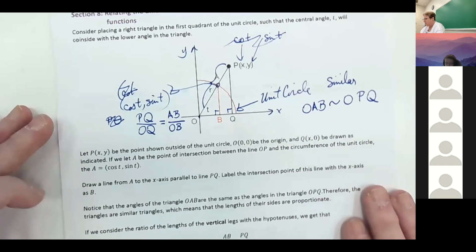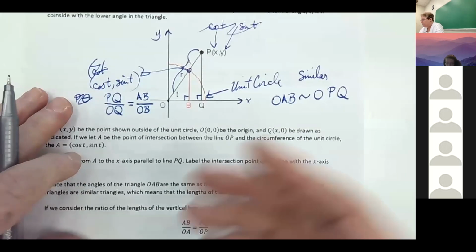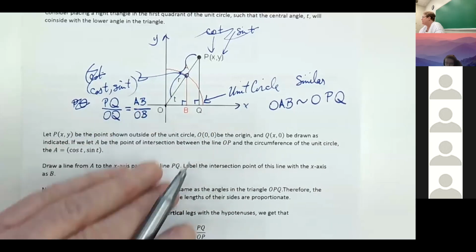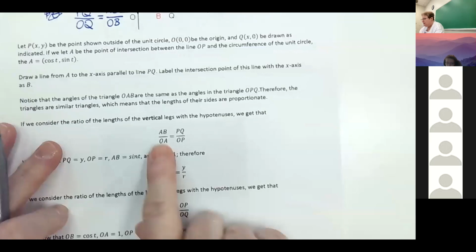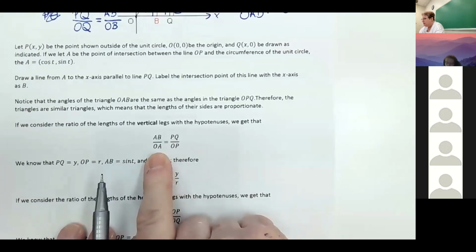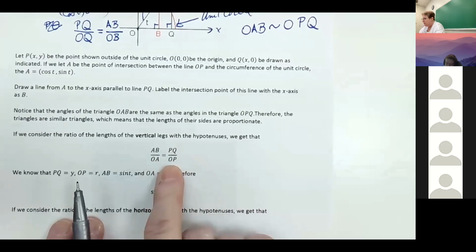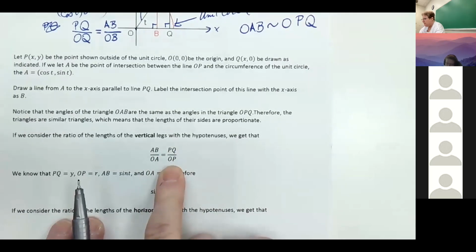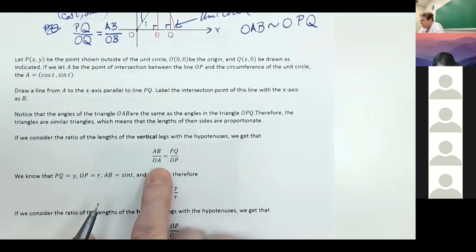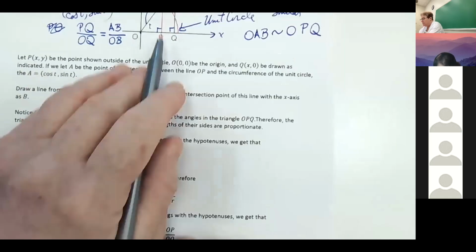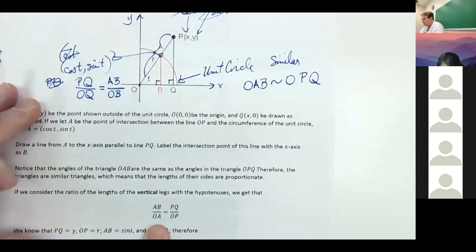It seems to me that both of them are 30, 60, 90. Well, they look like 30, 60, 90, but it doesn't matter what the angle is. This will still work. So we do have that AB over OA is equal to PQ over OP. And the thing that's nice is we know some of these values. OA, well, that's the unit circle radius. So that's 1.